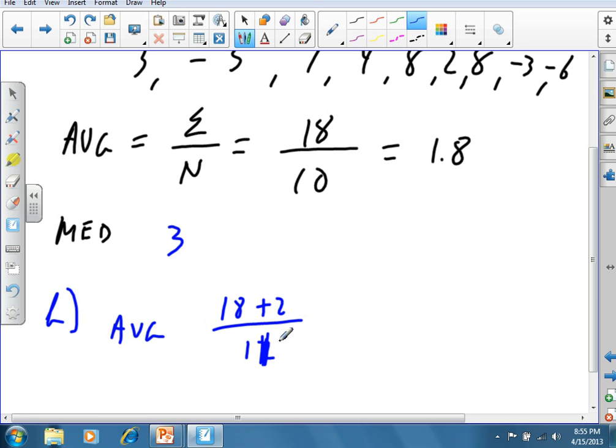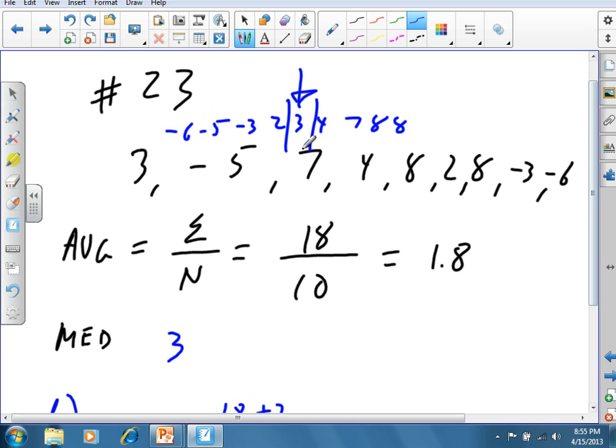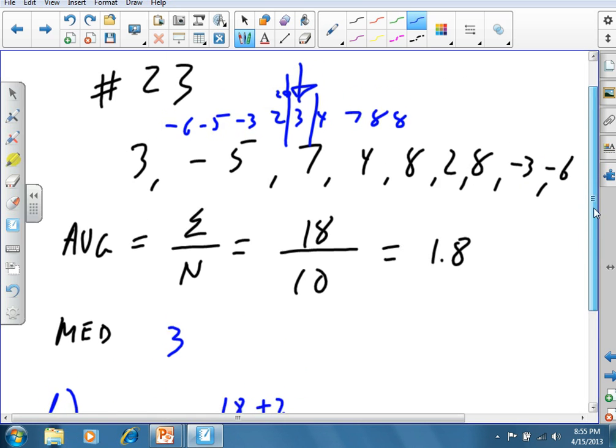And then we want to know the median by adding a 2. Okay, so if we add a 2, that would be there. So we're going to be between the 3 and the 2, so the median's going to be 2.5.